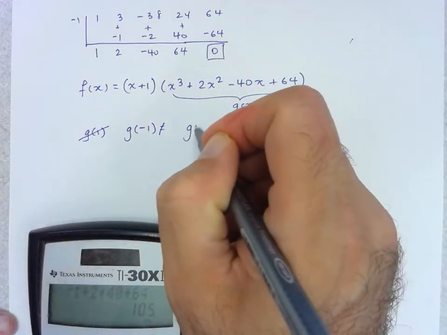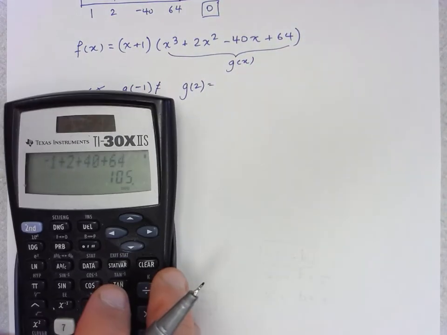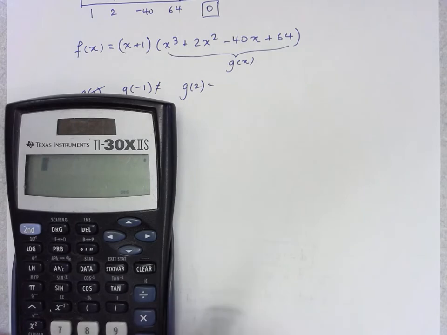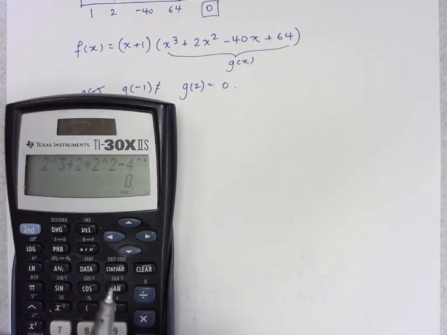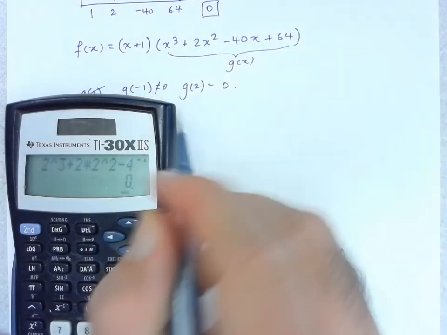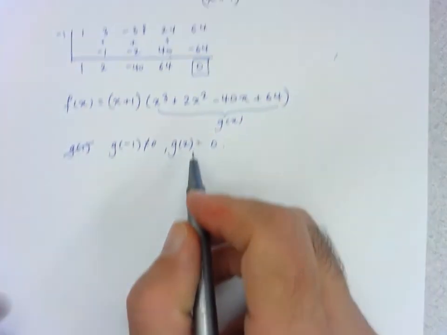Let's try g at 2. Okay, let's see what that gives us here. Okay, so this one here I will actually calculate it. So we've got 2 cubed, okay, plus 2 times 2 squared, okay, minus 40 times 2 plus 64 equals 0. There we go. We got lucky. It was the next one over. Sorry, this one's not equal to 0. This one is.